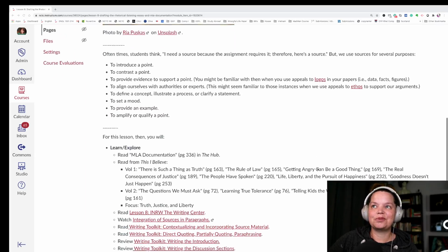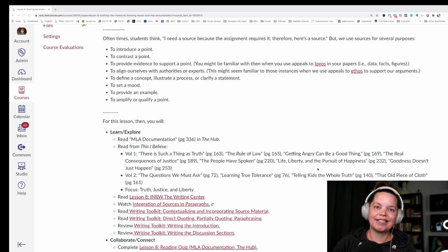So a lot of times students think that they incorporate research or evidence into their papers, they use source material because their teacher tells them to, and that's the only reason. And that's really not it. Of course, it's one of the reasons you might include research in your papers, but it's probably not the primary reason. Oftentimes, we'll use sources in our papers to introduce a point.